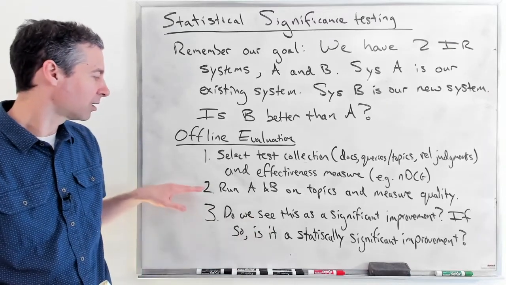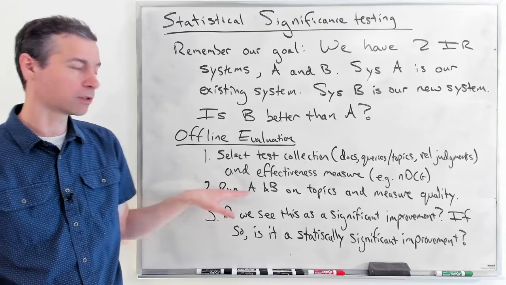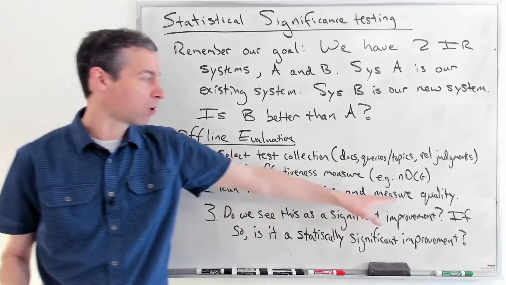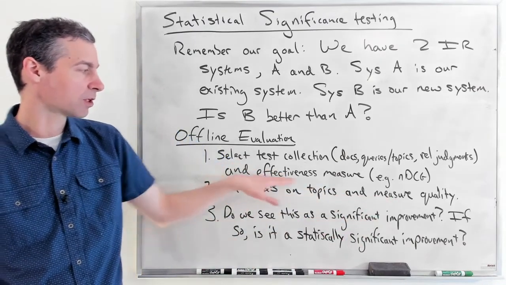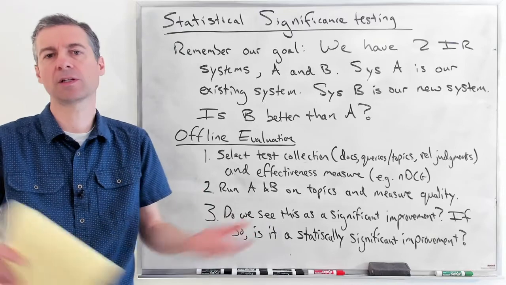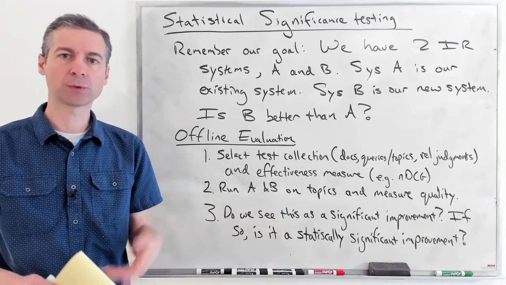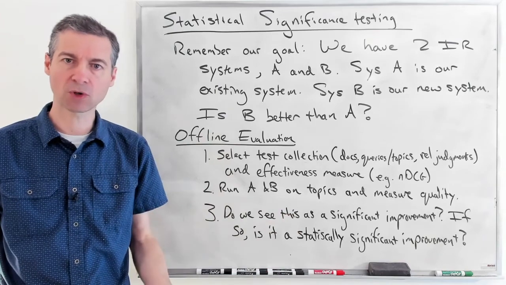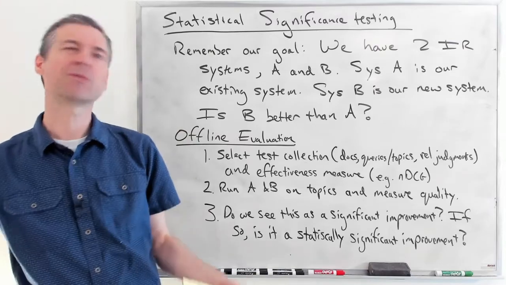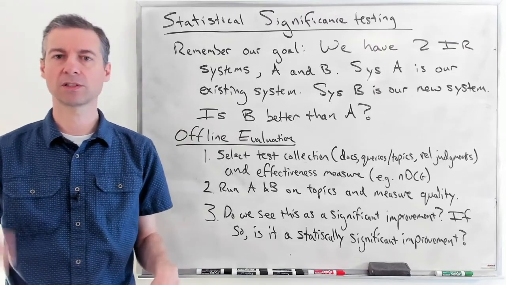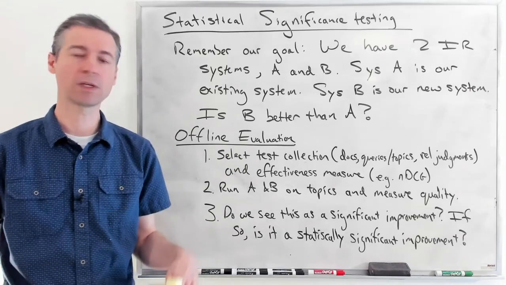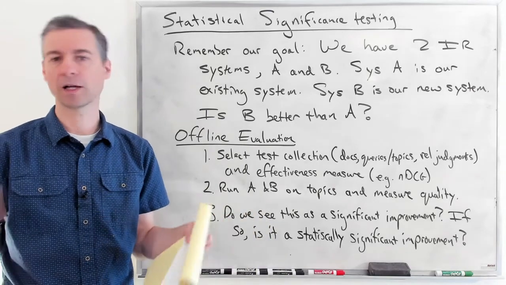All right. Then we're going to run both of our systems on the topics or queries, whatever we want to call them, and we're going to measure the quality produced with those systems with our effectiveness measure. Okay, great. So now we have, let's say we had 50 topics. Now for system A and system B, we have 50 different scores. Is B better than A? Well, the simple thing might be to say, well, why don't I take a summary statistic like the average, and I'll average the scores for A and average the scores for B, and if B's average is better than A, I will say B is better than A.